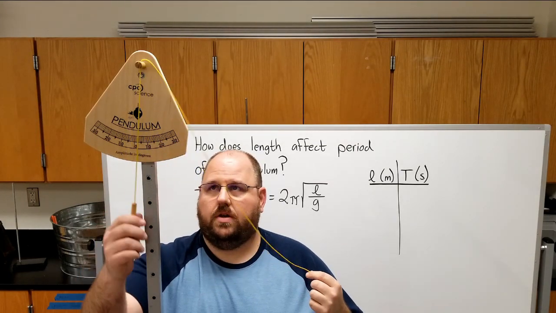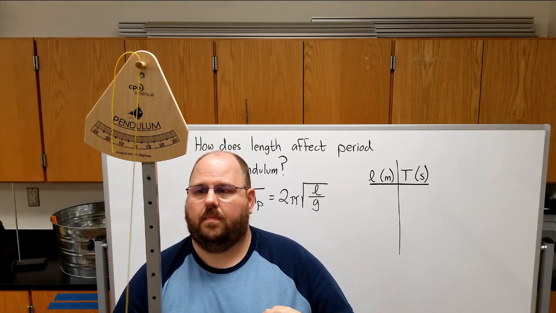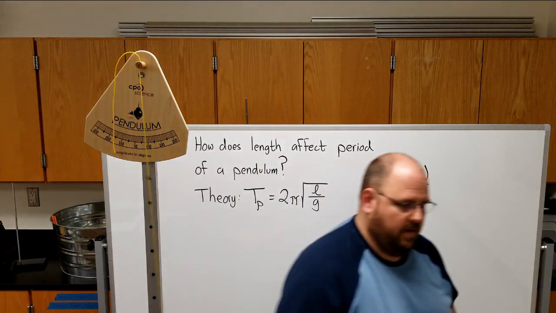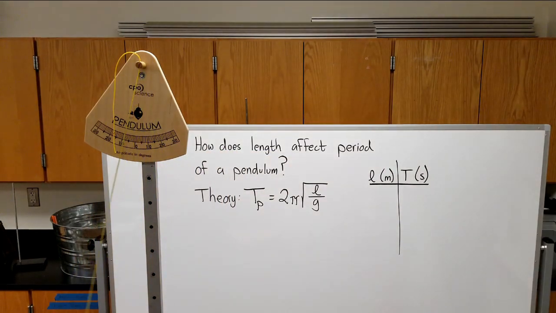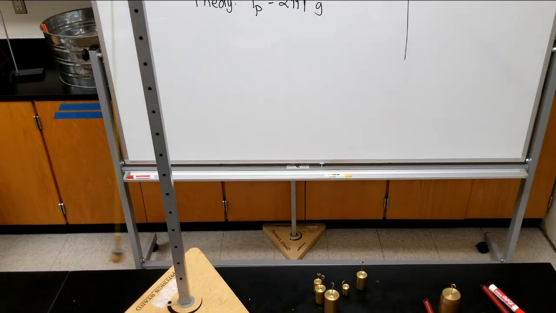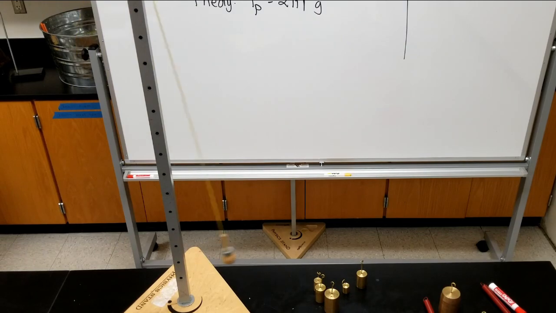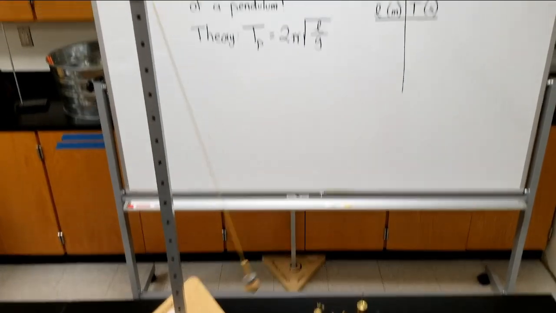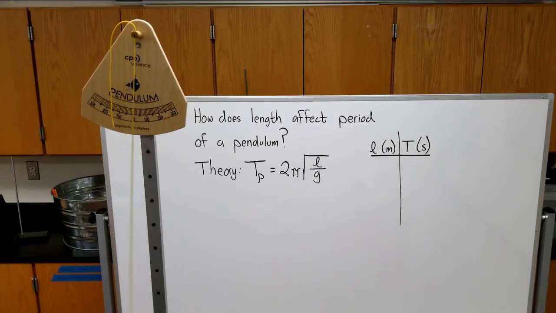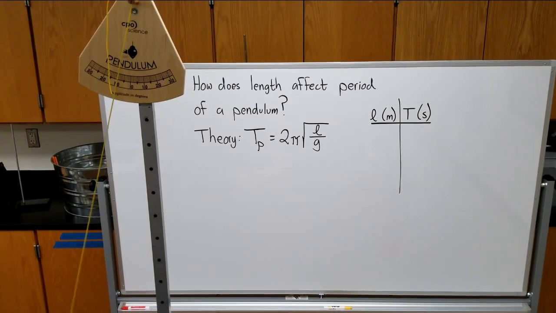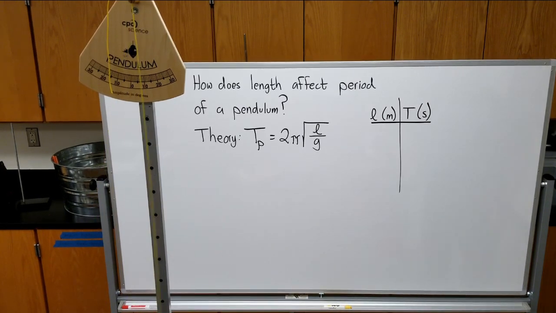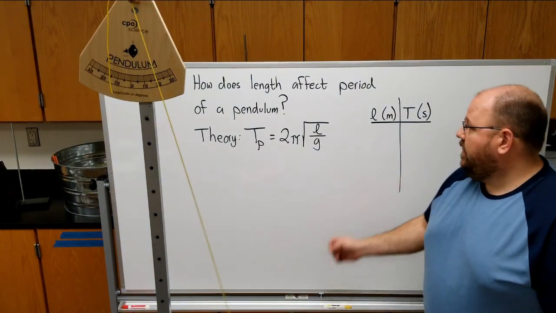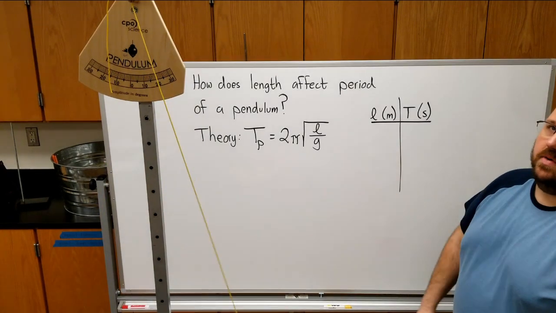And then let's make the string a lot longer and release it again. So you can get an idea for how fast that's oscillating. So do a bunch of lengths of your pendulum, measure the period, use the good technique that I showed you, like do it 10 times and divide by 10 to get the period for one, and then do as many different lengths as possible.